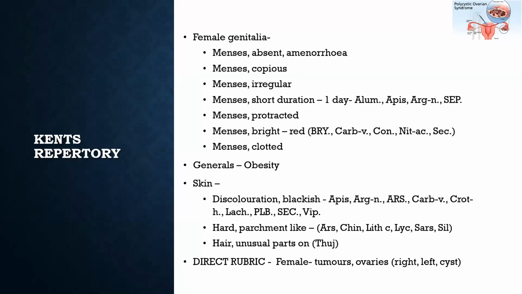Now, one direct rubric we can find in Kent's repertory is female tumors ovaries. Under ovaries, we have right, we have left, and then we have cyst. Accordingly, you can choose. Even though I say it's a direct rubric, still I have found only one direct rubric in all the repertories, which we'll see later. In Kent's repertory, if you want polycystic ovarian disease as such, you will not find it, but we can take it as a tumor in the ovaries. That is right, left, and the cyst.